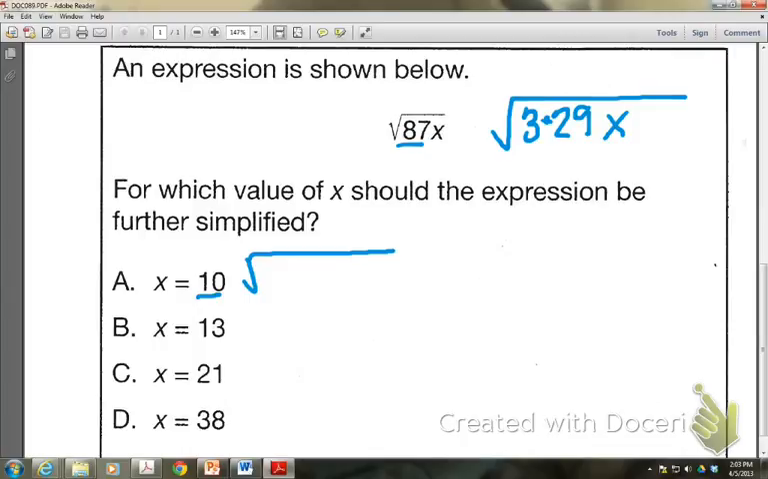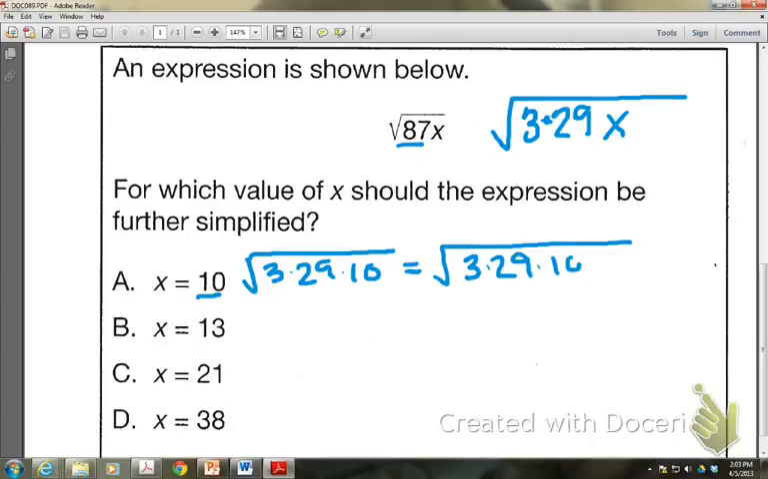So if I plug 10 in for x, I'm going to get 3 times 29 times 10. I know that 10 has some factors, so I want to break that up just so I can get a closer look at it to see what's going on. This would be 3 times 29 times 10. Sorry about that, let me go back and erase a little bit here. I just said that 10 can be broken up into 5 times 2.